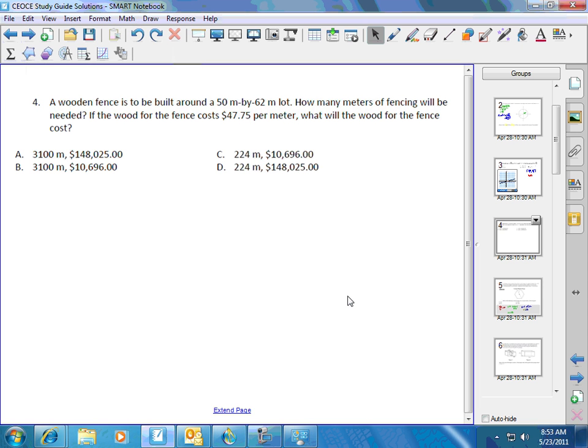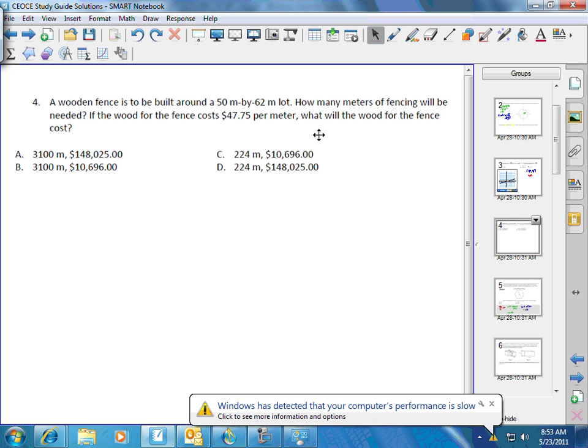Okay, now we're looking at number 4 for the Common End of Course Exam Study Guide. We've got a perimeter problem here. Number 4 says a wooden fence is to be built around a 50 meter by 62 meter lot. How many meters of fencing will be needed? If the wood for the fence costs $47.75 per meter, what will the wood for the fence cost?